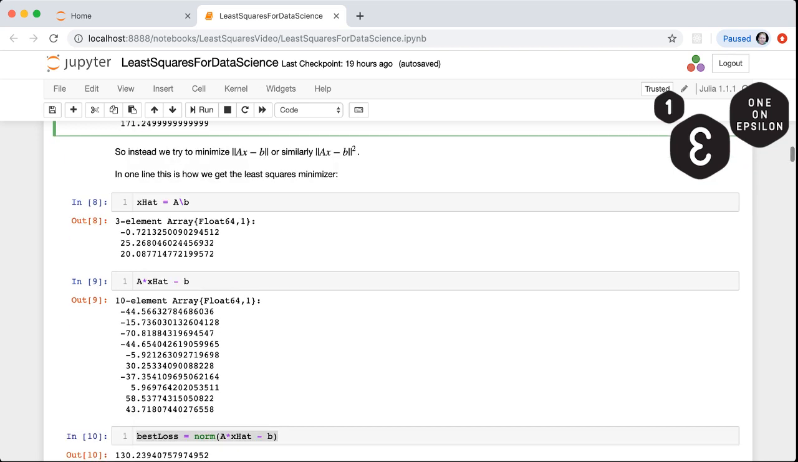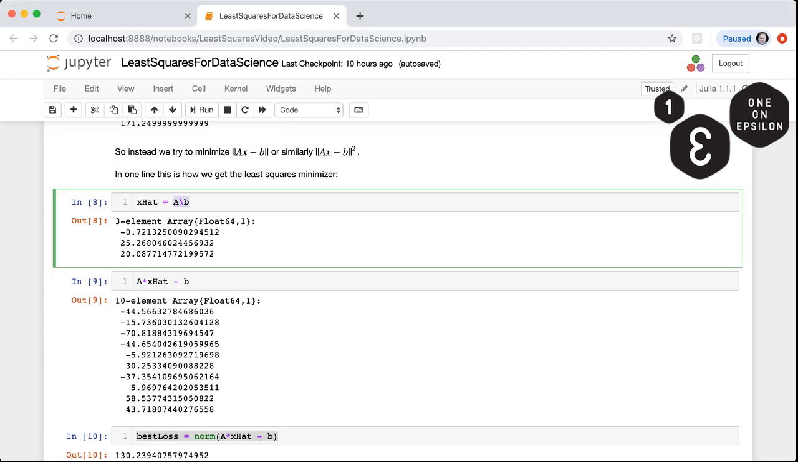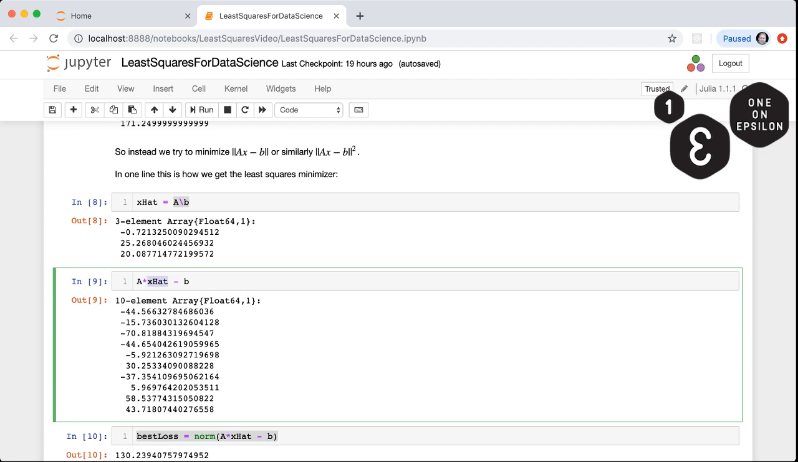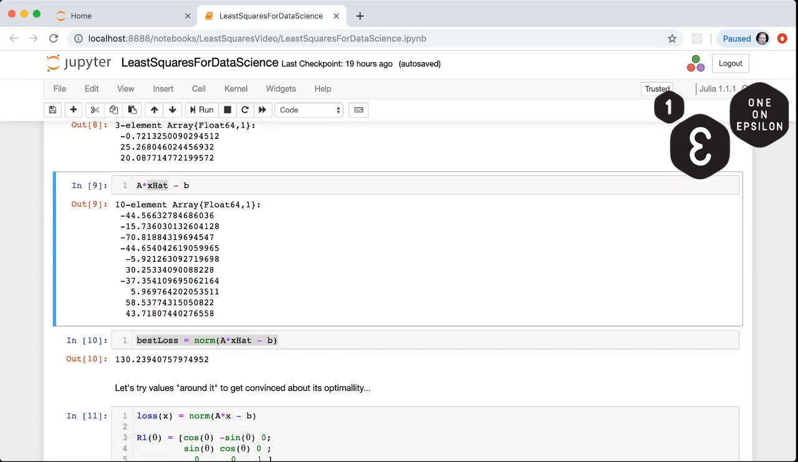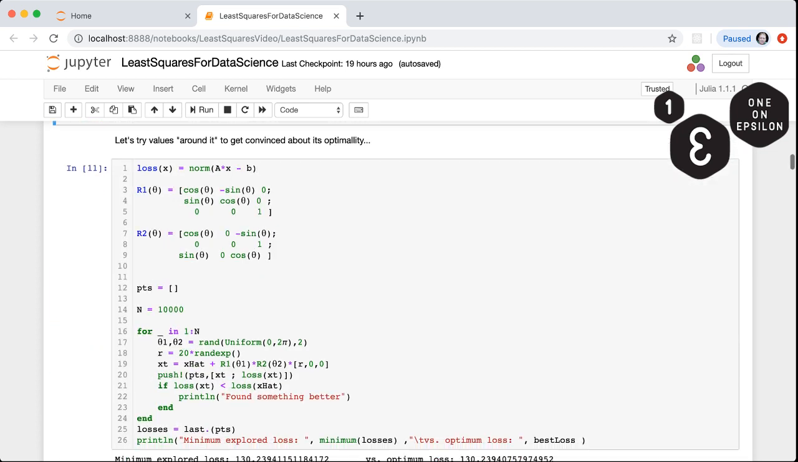You get such a least squares optimal solution. It is not a solution to the system of equations, it is a solution to the optimization problem. You get such a solution using the backslash operator, A backslash b, and here it is. And then if you try to see what A times x hat minus b is, well, you don't get zeros, but it is guaranteed that this vector is minimal. The norm of that vector is 130, and we can't do better.